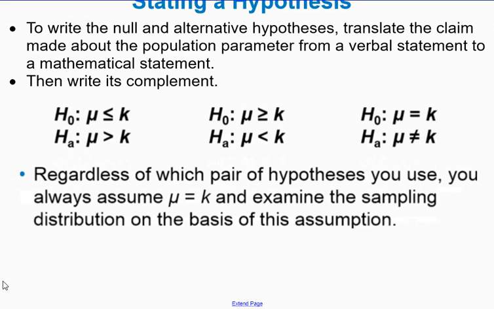Regardless of which pair of hypotheses you use, you always assume that the mean is equal to some value and examine the sampling distribution, that is, the values that we obtain from our sample, on the basis that the assumption is true. We are always testing the assumption is true. I'm going to make the analogy here that is very common, that our legal system is based on: we assume that someone is innocent, and then it is our job to prove that they are guilty. So the null is always the assumption that something is true. We believe it's true until we have enough evidence to say that it's highly unlikely that it is actually true.